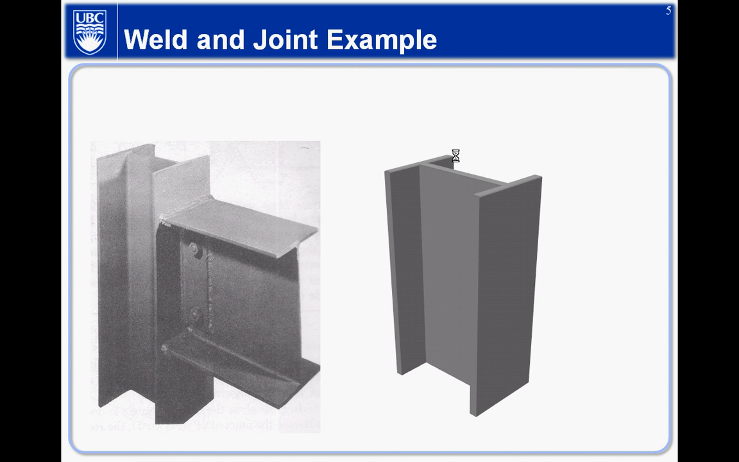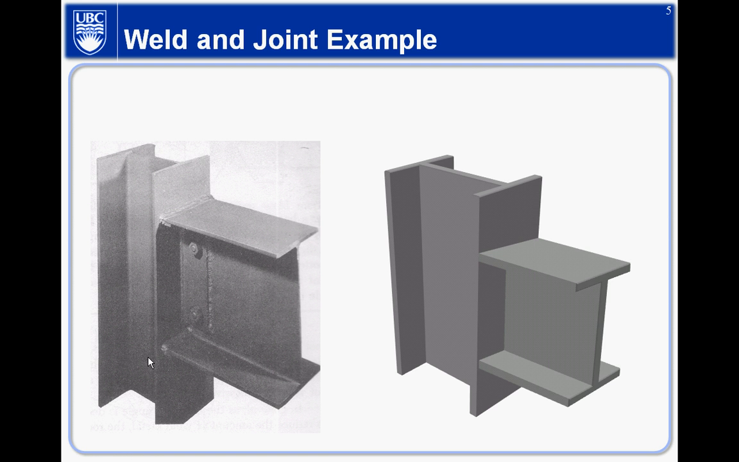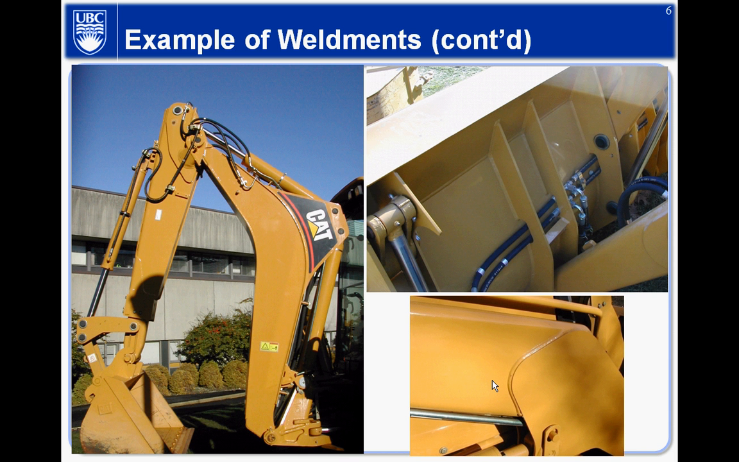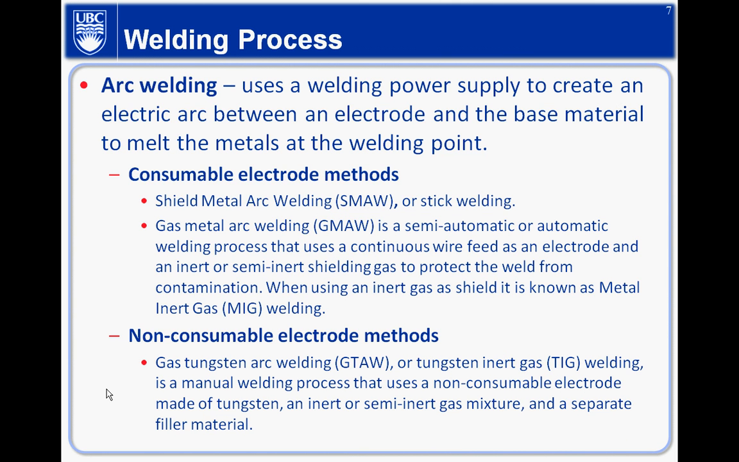And here's an example of a weld in the joints. So this is basically a weld here, and the joint here is called the T-joint because it looks like a T, right? And what you do is you fillet weld here, and fillet weld at the bottom there. And this is another example. It's a digging machine, and you look at the arm here, and also the digger here. So they're basically welded everywhere, right? It's a typical weldment. So it's a structural component.